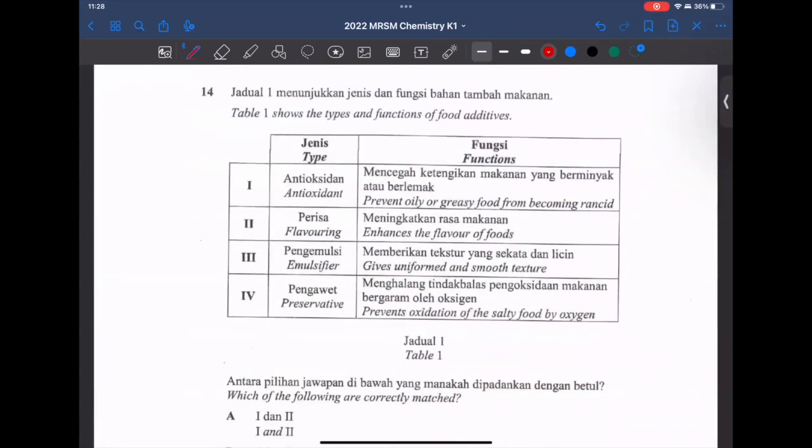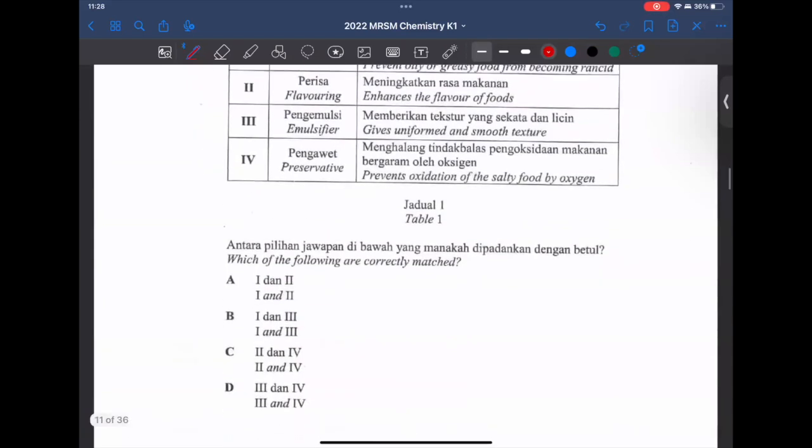14, Table 1 shows the type of function of food additive. So you got antioxidant, preventing oily or greasy food from becoming rancid; flavoring agents, enhance food flavor; emulsifier gives uniform and smooth texture; preservative prevents oxidation of salty food by oxidation. So which of the following are correctly matched?